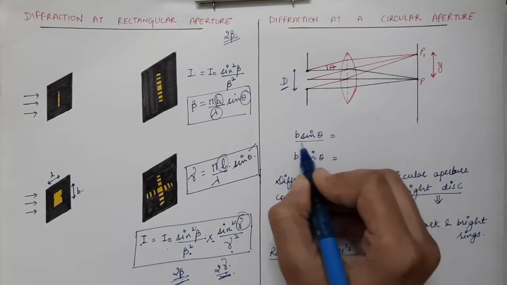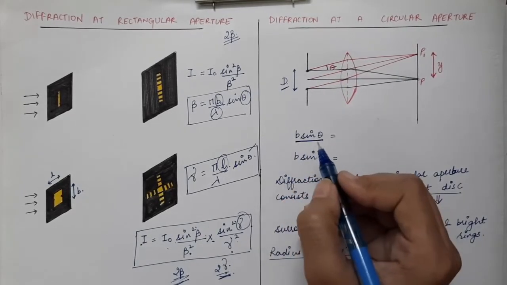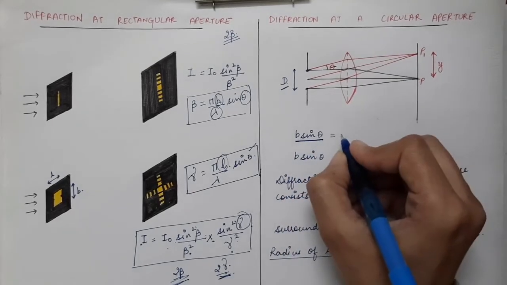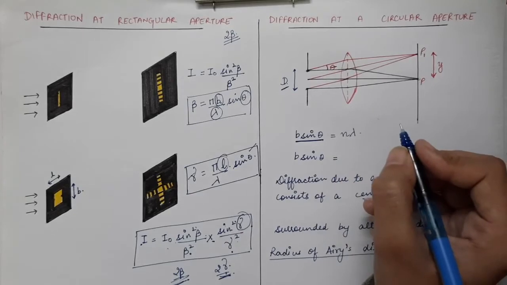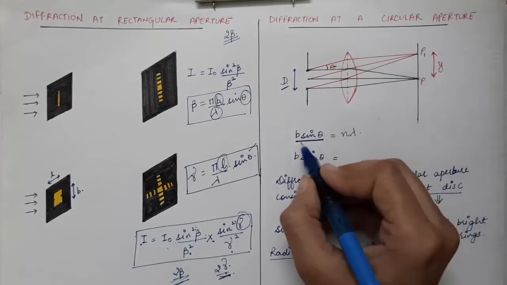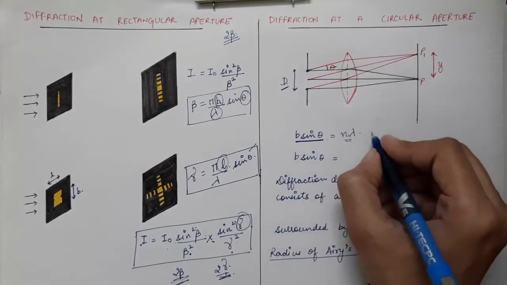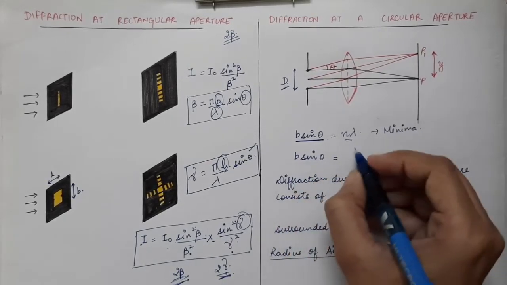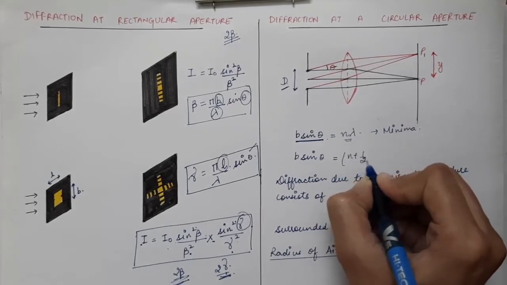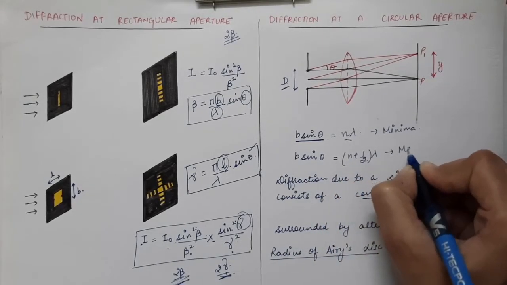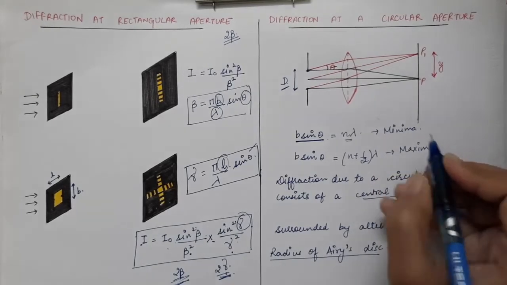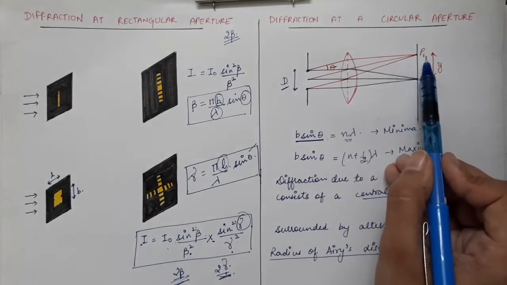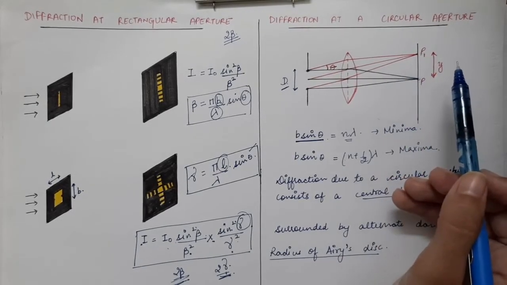Now b sine theta is the path difference. If b sine theta is equal to n lambda, we have already seen the conditions of diffraction. So when b sine theta is equal to n lambda, we obtain minima, and when b sine theta is equal to n plus half lambda, we obtain maximum. So according to these conditions, the P1 point will be either a maxima or a minima.